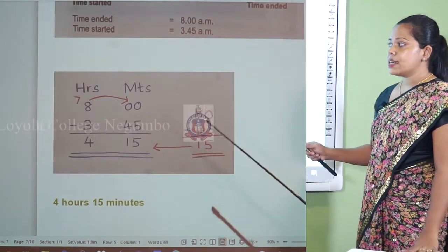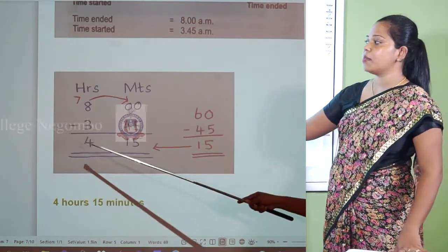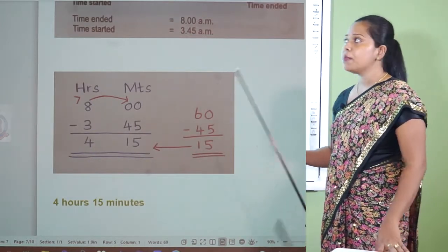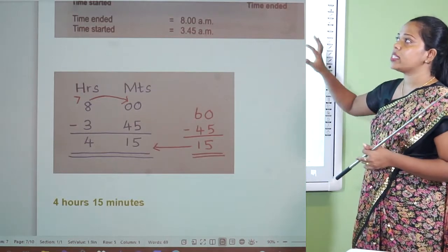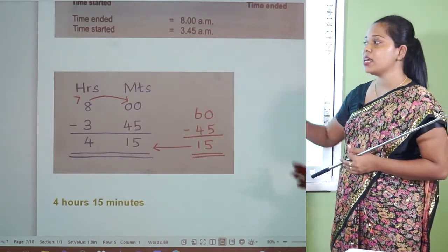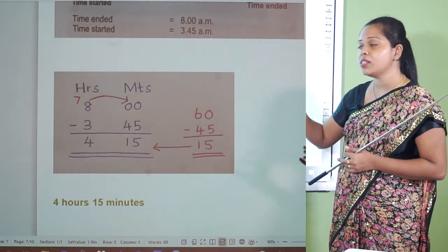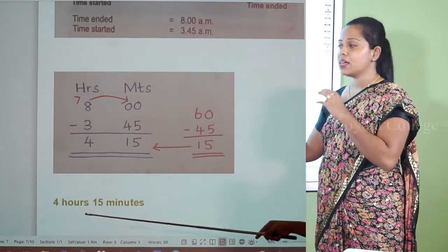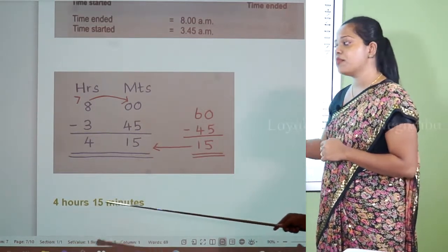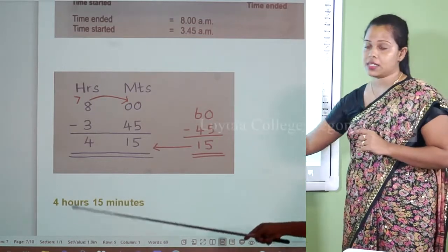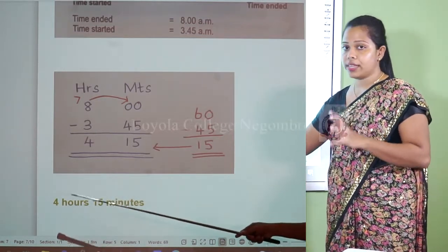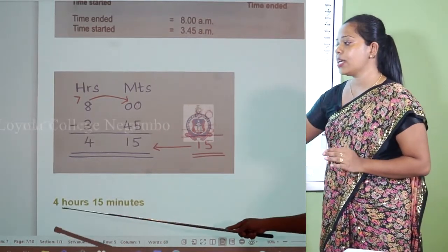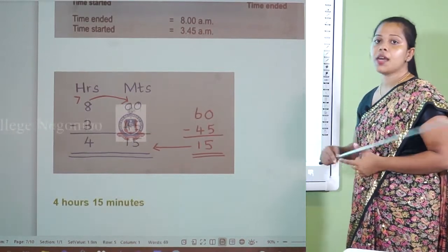Now you shouldn't misunderstand it like this: now the time is 4:15 a.m. No, it's not a.m. or p.m., because we are told to find the time spent on an activity. Here we are finding the time spent on the whole journey. So we need to find it using hours and minutes. So it is 4 hours and 15 minutes. Always remember it. We have to write the answers using hours and minutes. It's not AM or PM. So the answer is 4 hours and 15 minutes.